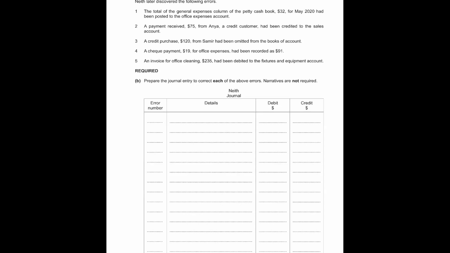All right. The total of the general expenses column of the petty cash book, $32 for May 2020, had been posted to the office expenses account. The total of the general expenses column of the petty cash book, of the value $32 for May 2020, had been posted to the office expenses account. First of all, what two accounts are in this question?